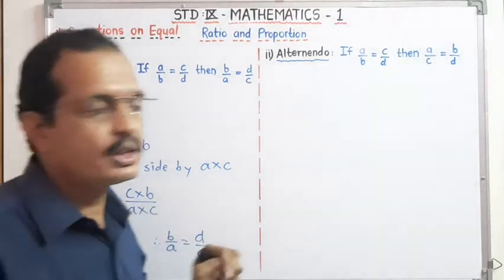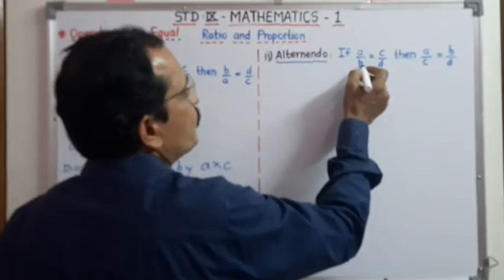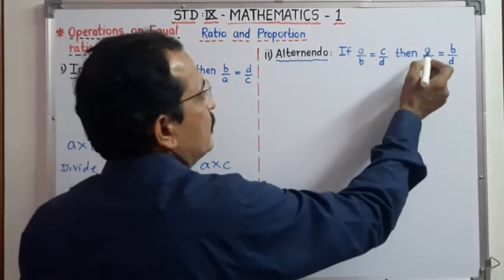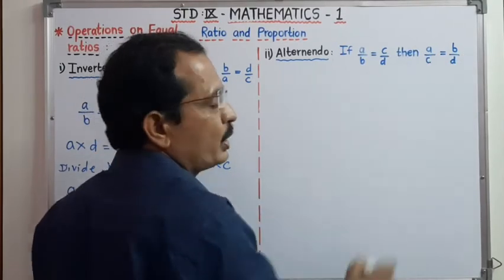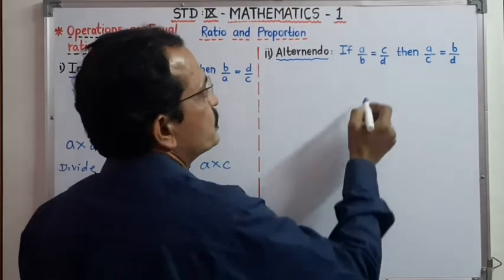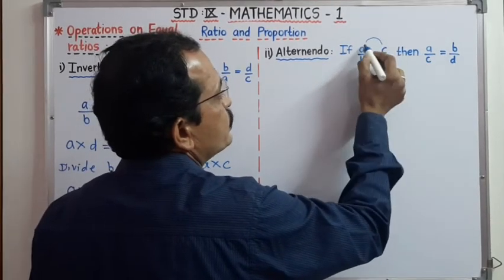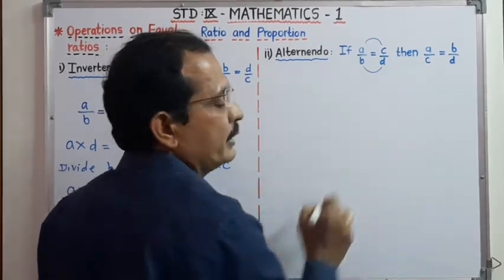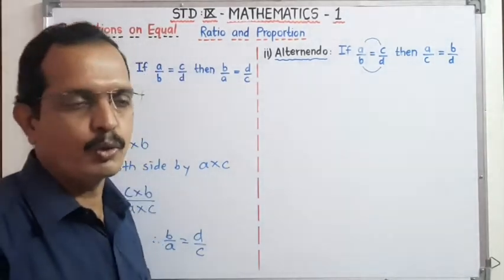The first condition is that the ratios must be equal. This A upon B is equal to C upon D, these two ratios are equal. Then we have to prove that A upon C is equal to B upon D. That means the ratio of A and C is equal to the ratio of B and D. Got it? This property is known as the Alternendo property.